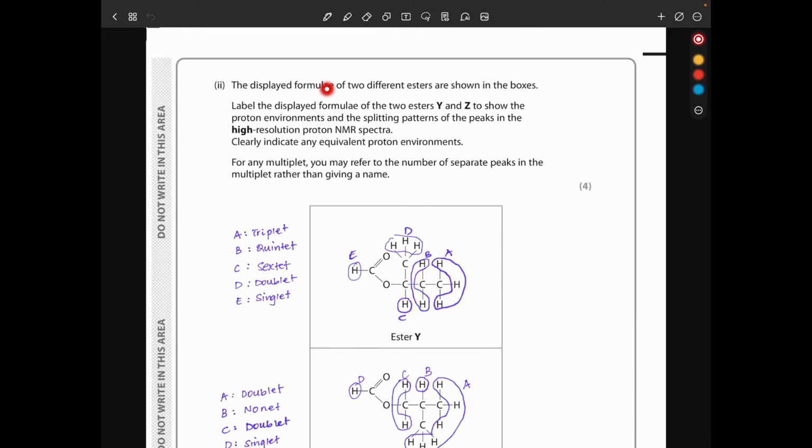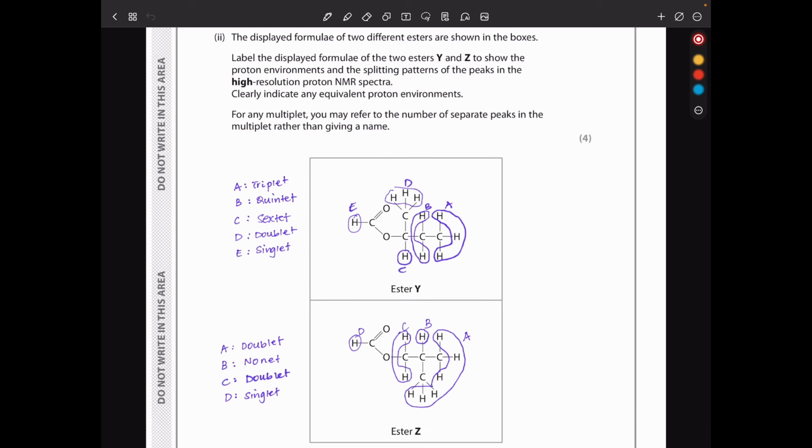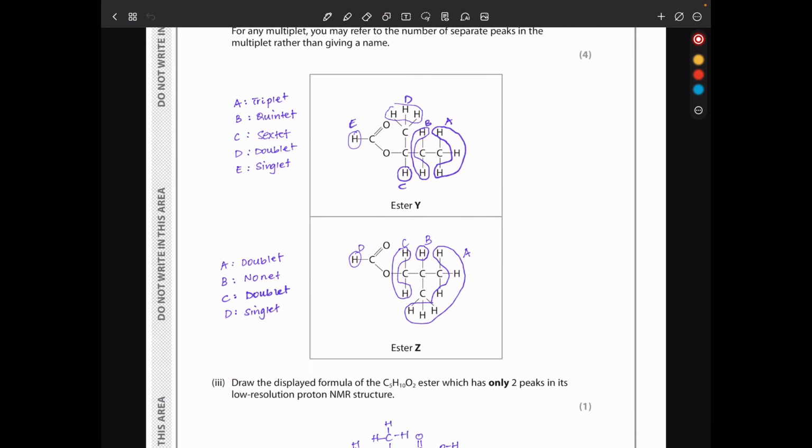Then they say the displayed formulae of two different esters are shown in the boxes. Label the displayed formulae of two esters Y and Z to show the proton environments and the splitting patterns of the peaks in the high-resolution proton NMR. Clearly indicate any equivalent proton environments. So I'll begin with this one. This is A. I'm going to call this B, this C, this D, and that E.